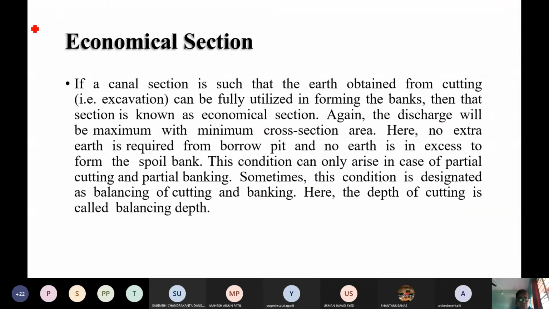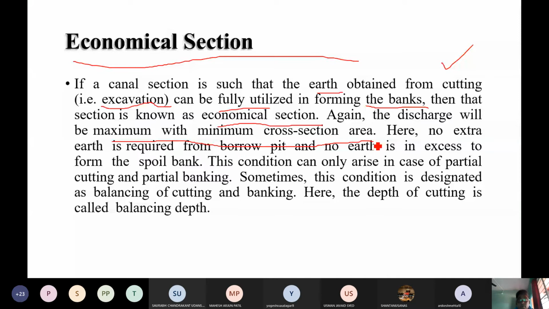Now the economical section: which section do you call the economical section? If a canal section is such that, as I already told you, the earth obtained from the cutting section, that is from the excavation, can be fully utilized in forming the banks, such a section is called the economical section, and the discharge will be the maximum with the minimum cross sectional area.